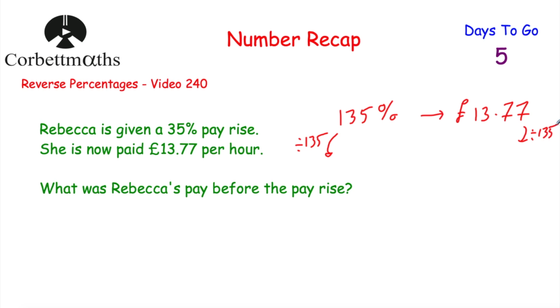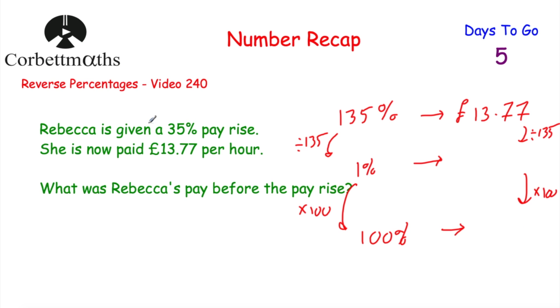That would tell me what 1% is. So I'd have 1% is equal to something, and I would just divide and find out what that is. And then I want to find out what 100% is, so I would then just multiply by 100 and multiply by 100. And if I did that, we find out what 100% is, and that's how much money she was paid per hour before her pay rise. So you just take this amount of money, you divide by 135 to get 1%, and then times by 100 to get what it was to begin with, 100%.